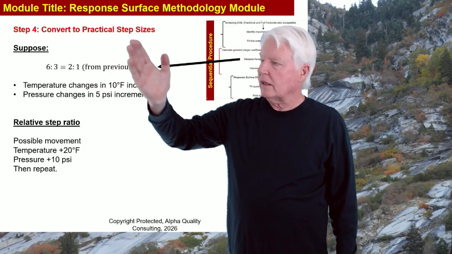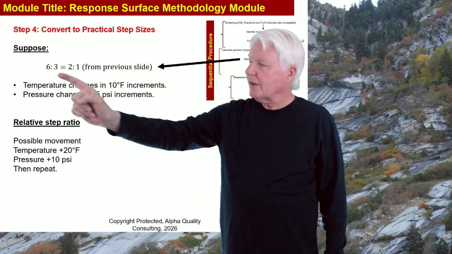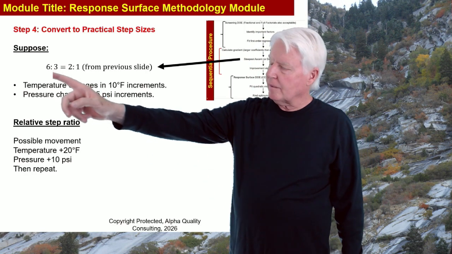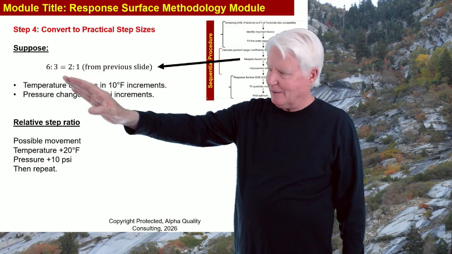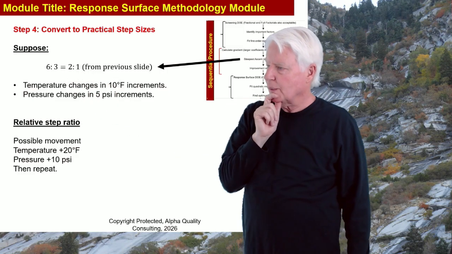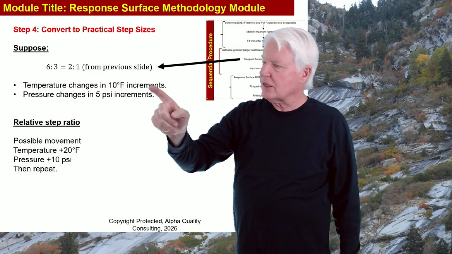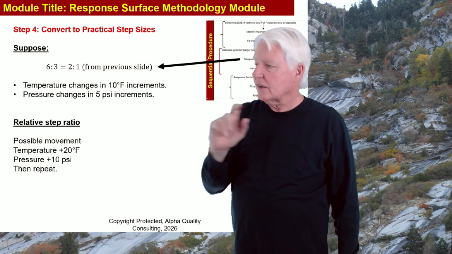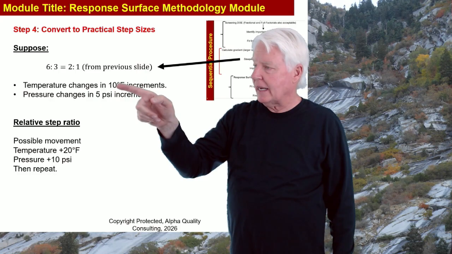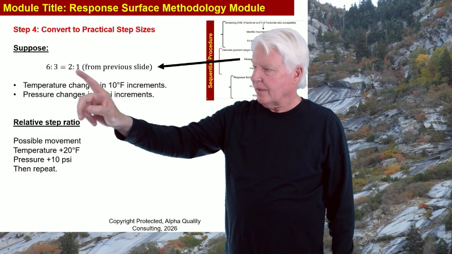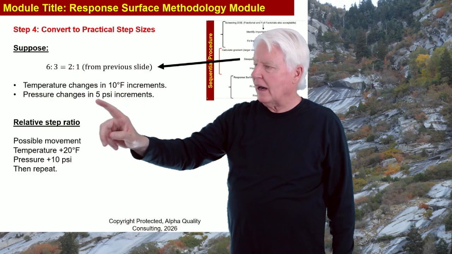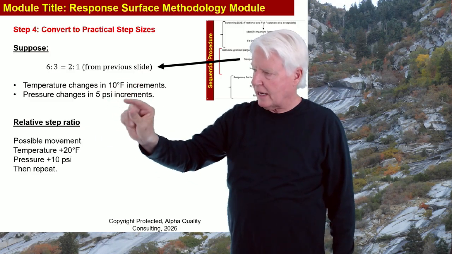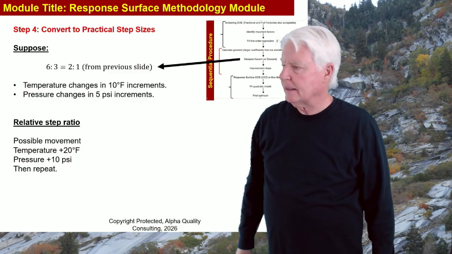So convert to practical step sizes. So this is 6 and 3, the coefficients 6 and 3. And I'm going to find, it's like finding the lowest common denominator, right? It's going to be 2 to 1 is what we're looking for. So if temperature changes in 10 degrees Fahrenheit increments, pressure changes in 5 because it's 2 to 1. If I'm going to increase this by 10, that's double there, then the other must be 5 for my PSI. And that's the direction I'm going in, those magnitudes of steps, to go up that peak.